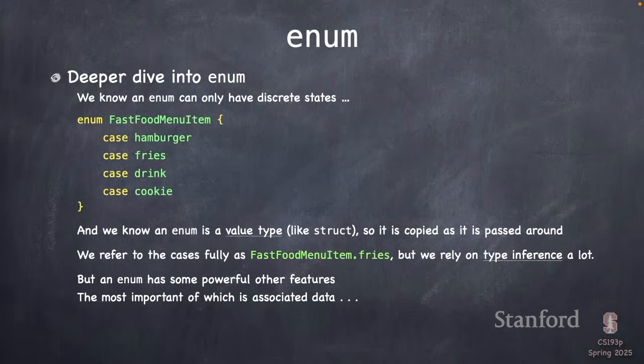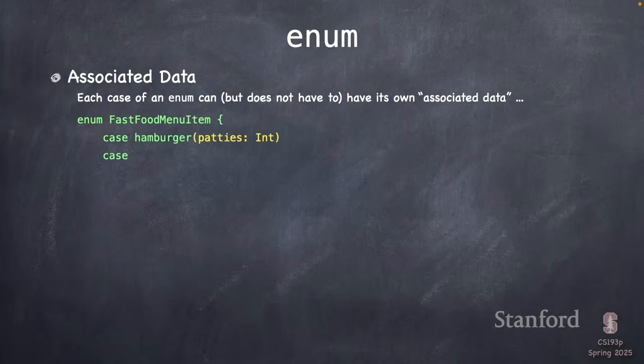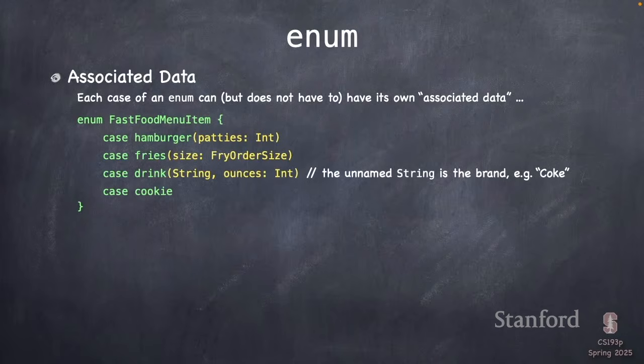So what does this mean, associated data in an enum? Well, each case in an enum is allowed to have any data that it wants to be associated with that case. So this is data that's only going to exist when that case is the discrete choice of the enum. For example, FastFoodMenuItem. The hamburger might have the number of patties. This is a double burger or a single burger. Fries, maybe it's large fries or small fries.